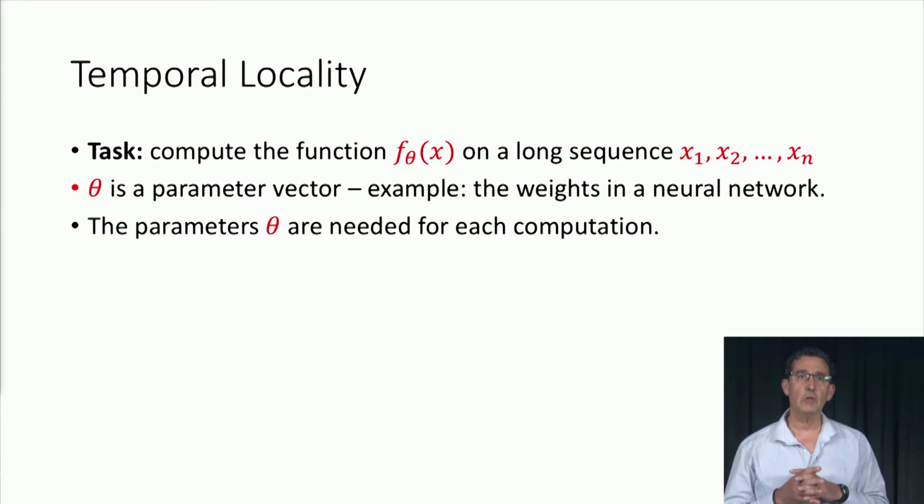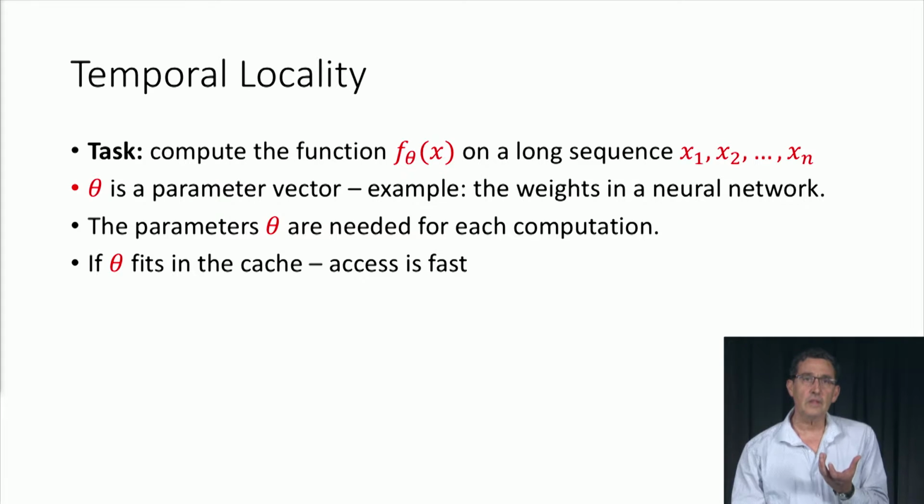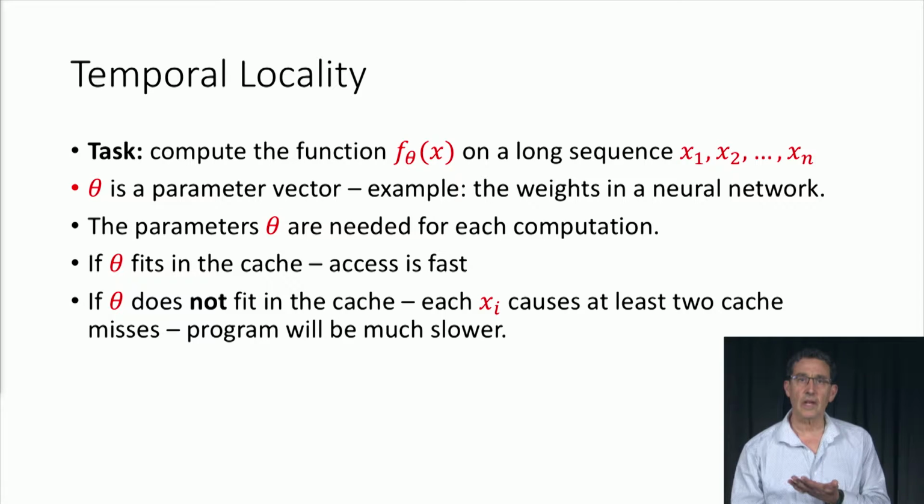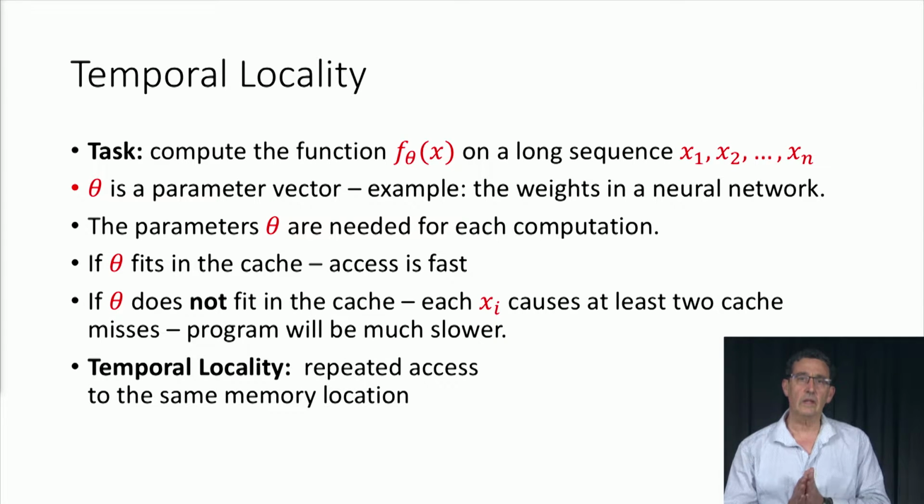So you need these parameters to be available to you for each x that you're going to compute. So it's better if this theta is stored in one page. So if it fits in the cache, the access is going to be fast. If it does not fit in the cache, then each xi will cause at least 2 cache misses and the program will be much slower. So temporal locality means that you're using the same elements again and again and again in quick succession. So you're just keeping them in the cache.